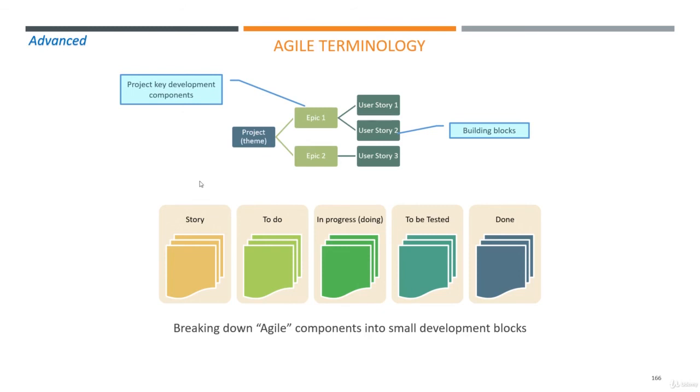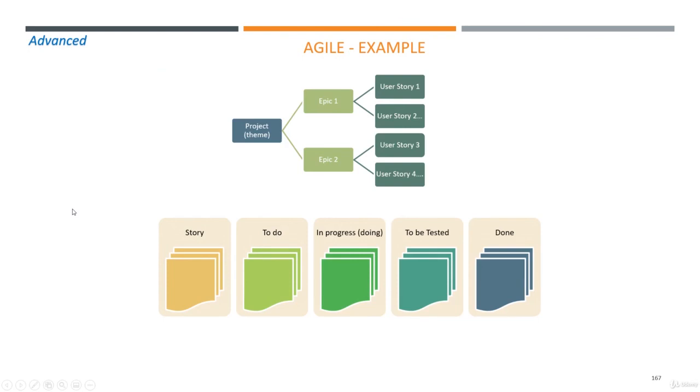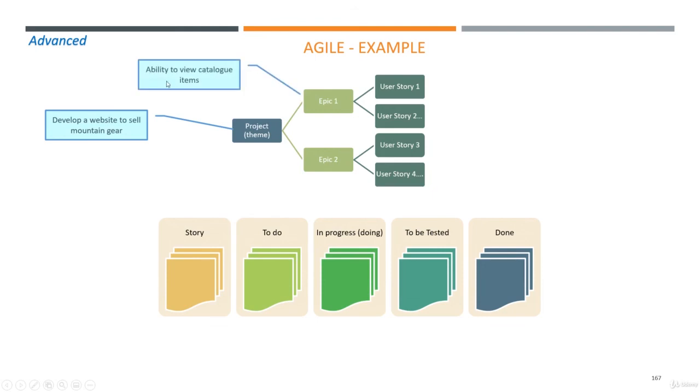I think we should have a look at an example, maybe. Let's have a look at an example. Okay. So let's say I work on a project. It's to develop a website to sell some mountain gear, say. So I could have one epic, which could be the ability to view the catalog items. I don't want to create carts right from the start so they can put products in carts. I want them to be able to visualize only, because I want to go on the market quickly.